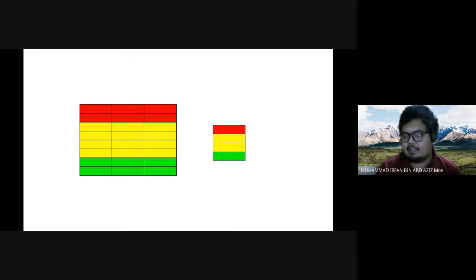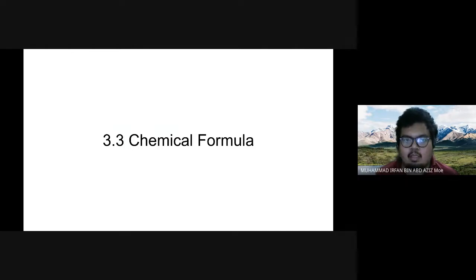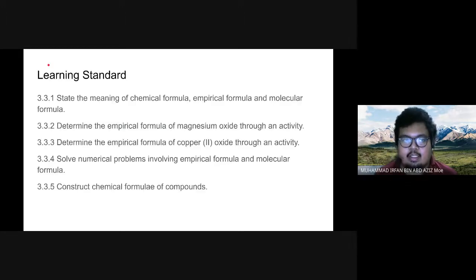Okay, so apa kaitan dengan our lesson today? So kita akan tengok hari ni. Okay, today kita akan masuk subtopic 3.3 which is about chemical formula. Okay, this is our learning standard. Kita ada 3.3.1 until 3.3.5. Okay, you can read this. Untuk today probably kita akan buat 3.3.1 until 3.3.4. Okay, kalau tak boleh pun kita akan buat until 3.3.3 je.